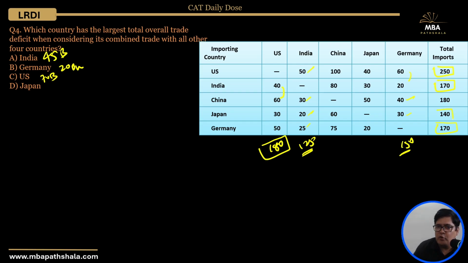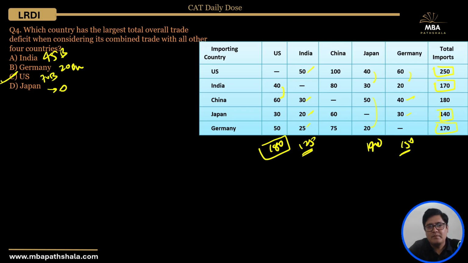Japan purchases goods worth 140. They buy $140 billion worth of goods. How much do they export? 70, 70 and 70, 140. Yeah. So 140, 140, they have zero trade deficit. Which country has the highest trade deficit? US, which might also be true in real life as well.